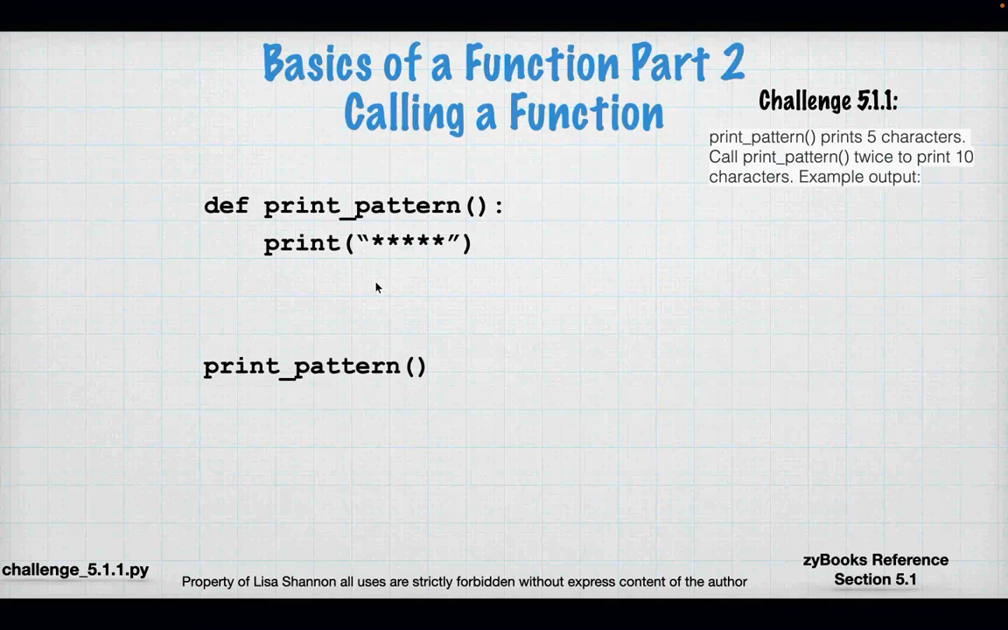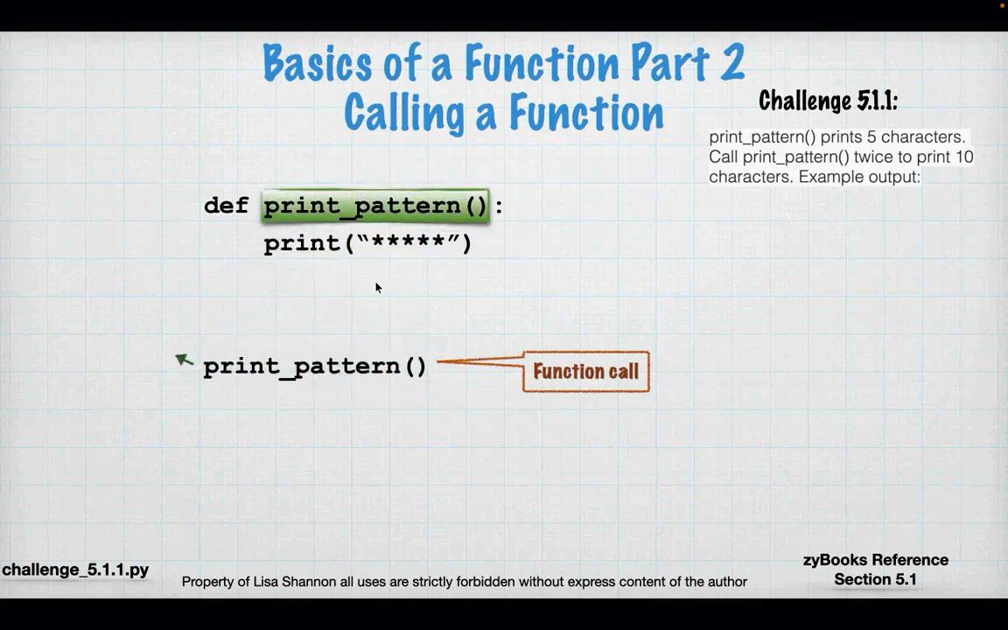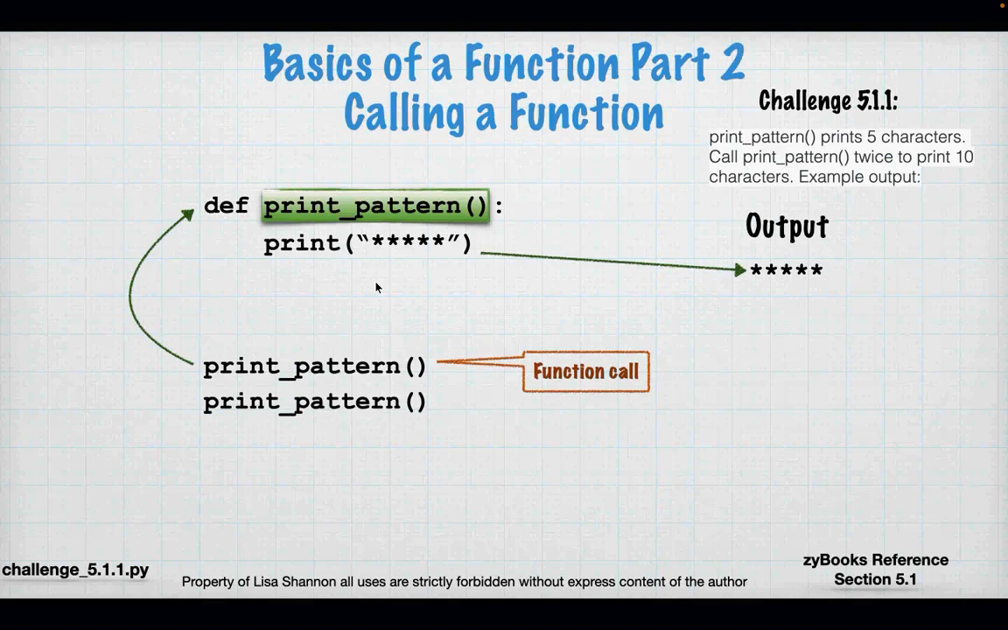Python, if you don't, will simply say, I don't know what print pattern is. So what we have here is a function call to print pattern. I'm using the name, and when I make that function call, that's the point at which Python is going to go back, and it's going to try and execute the lines of code in the local scope. So the output in this case would just be the 5 stars. And that's because that's when Python called it.